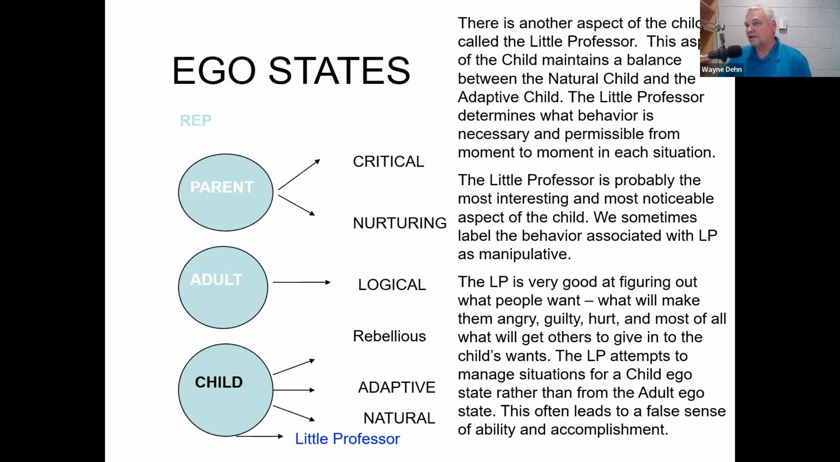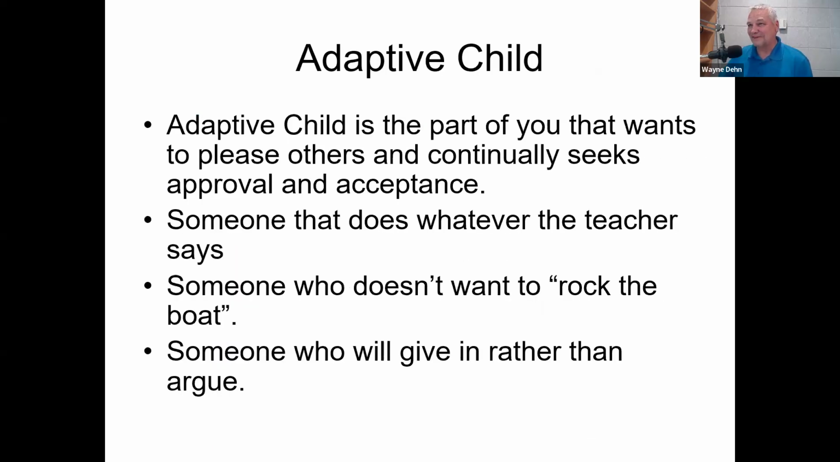And then the adaptive child, whoops, this thing keeps going back on me. I'm so sorry. The adaptive child is that part of us that wants to please others, continually seeks approval and acceptance, someone that does whatever the teacher says. I don't want to rock the boat. Someone who will give in rather than argue.